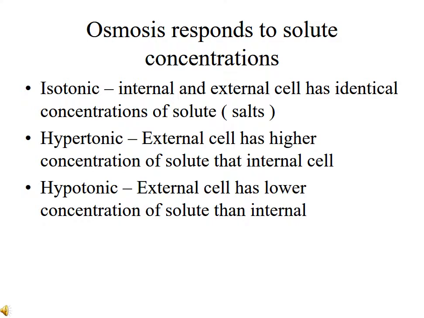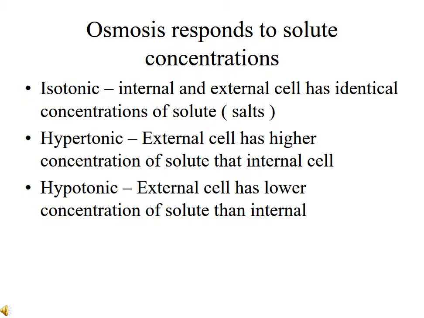So when we look at osmosis, we have to understand how osmosis functions in the real world with respect to a cell. Remember, a cell has to maintain homeostasis, maintain its balance internally and externally. And one of the balances it has to maintain is the balance of salt concentration and the balance of water concentration. Now, we often describe cells in these conditions in the following fashion. We refer to them as isotonic if the internal and external cell has the identical concentration of solute. That's an isotonic condition.